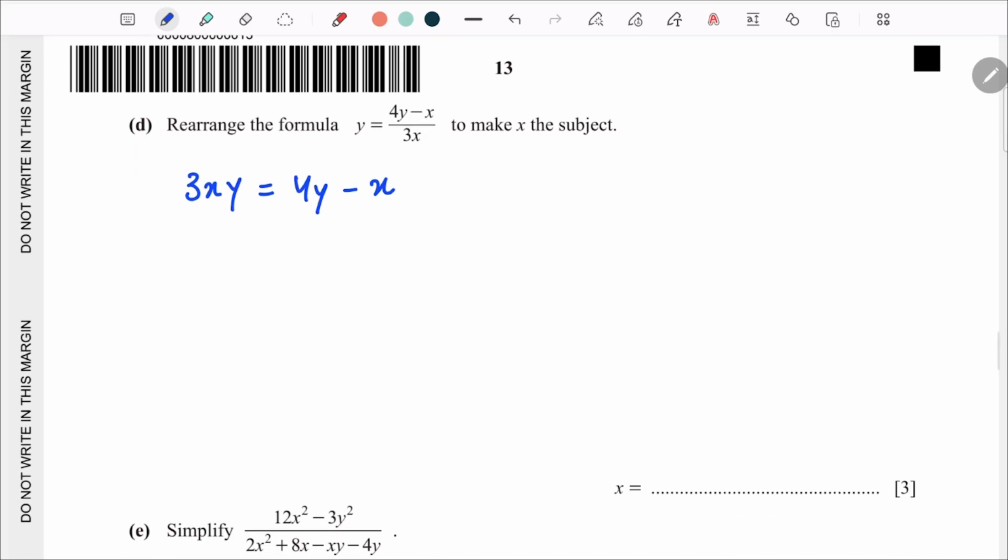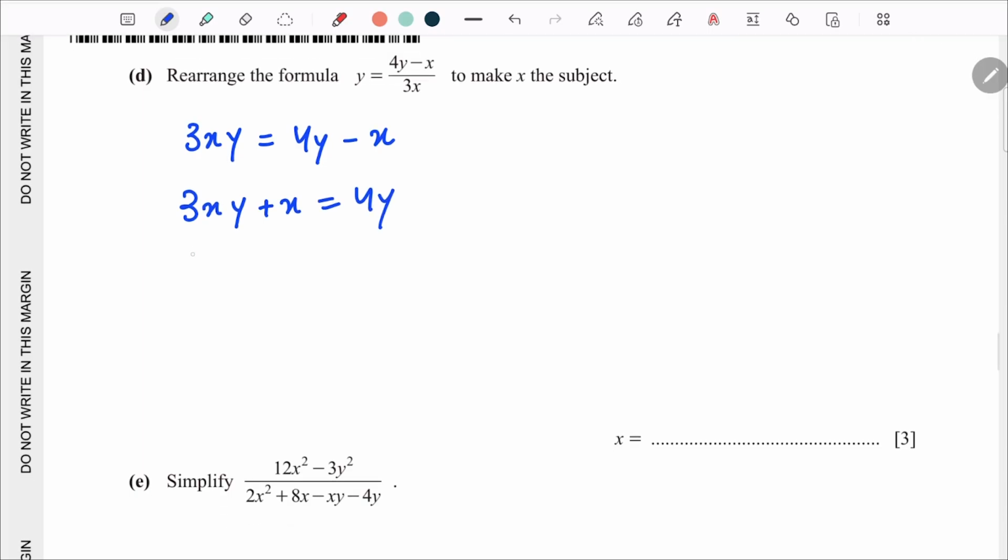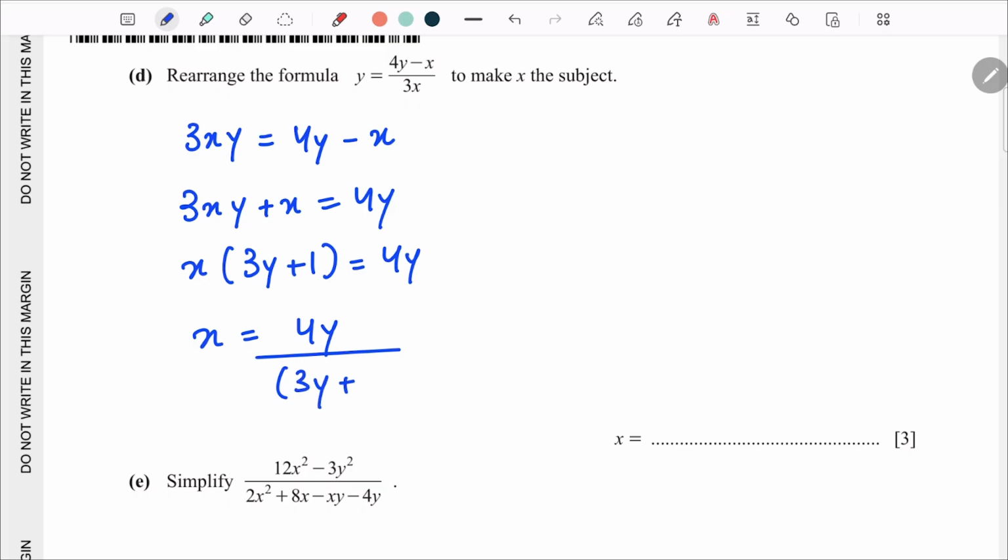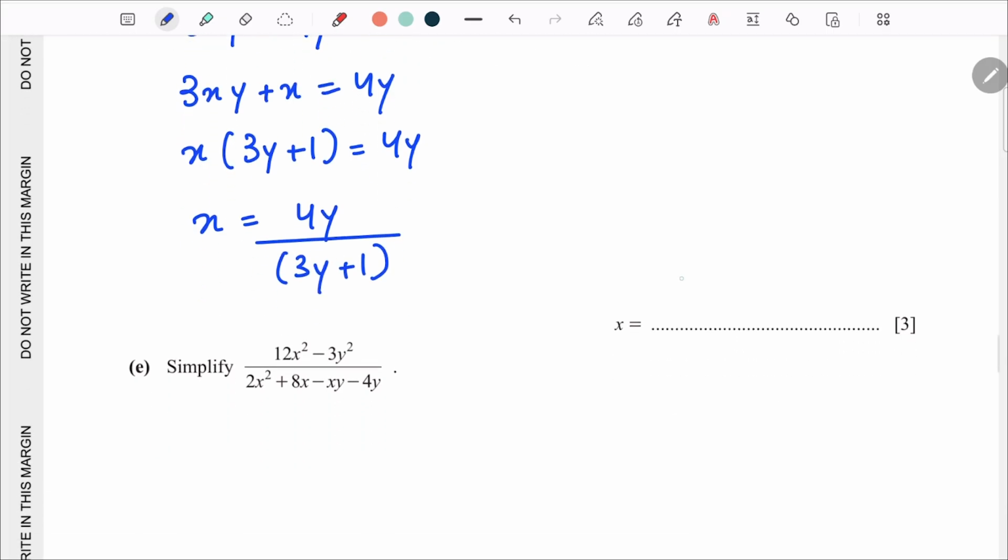Then I'm going to shift x to the other side. 3xy, this negative x on the other side will be positive. So positive x is equal to 4y. Now I'm going to take x common. x bracket 3y plus 1 is equal to 4y. And because I have to isolate x completely, I'm going to be shifting this 3y plus 1 on the other side. Here it's multiplying, so on the other side it'll divide. x is equal to 4y divided by 3y plus 1, and this is my final answer.